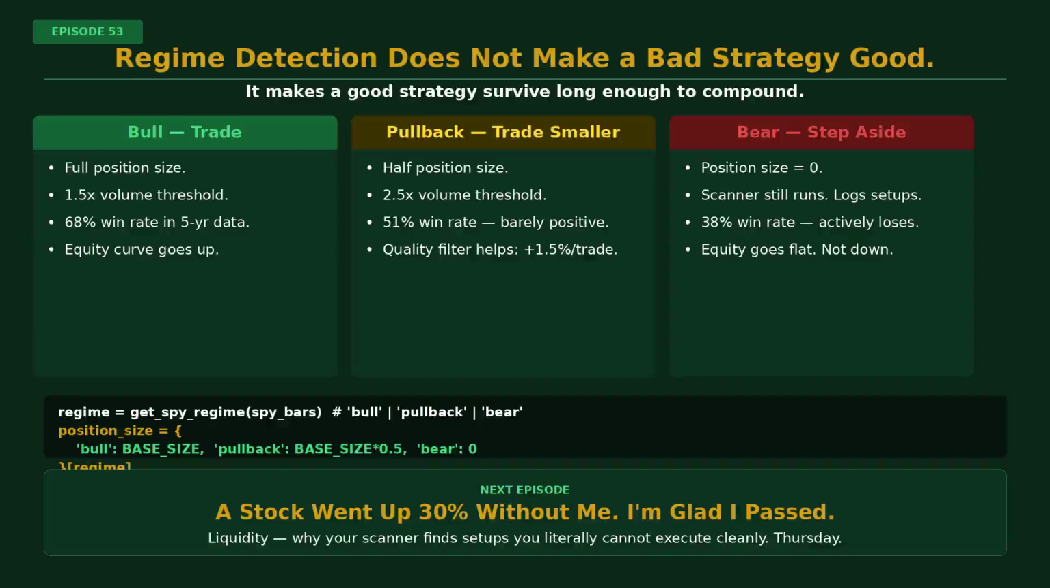Next episode, a stock goes up 30%. Your scanner found it. You did not take the trade. And I will show you exactly why that was the right call.